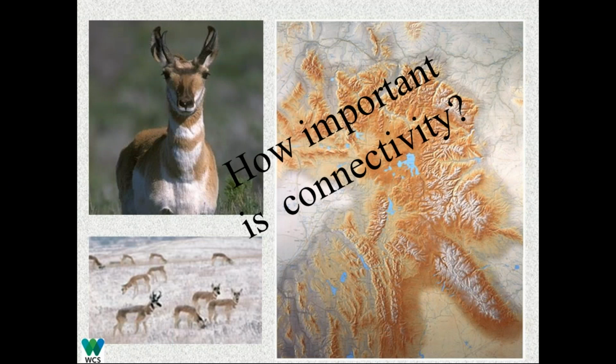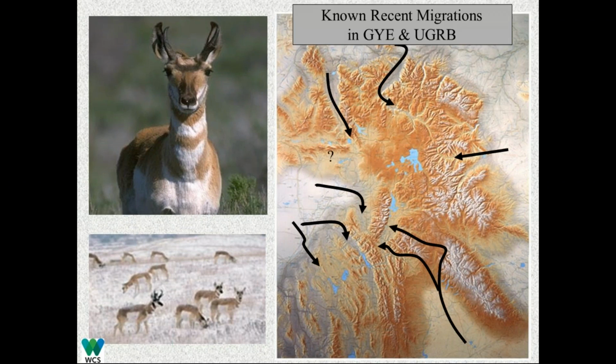So if we ask the question, how important is connectivity, and we use pronghorn as a model species, one of the things that we know is for a species like pronghorn that don't deal with deep snow very well, it's really critical that they can move between discrete summer and winter ranges, particularly in places in the Intermountain West where we can have severe winters, such as we find in the Greater Yellowstone ecosystem.